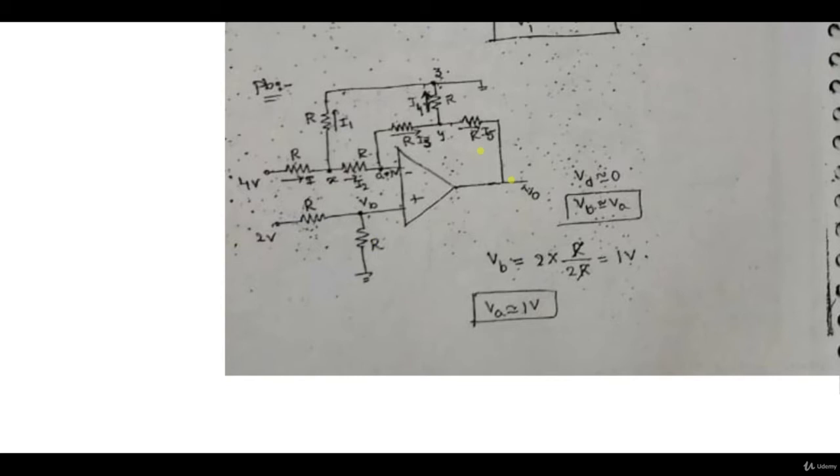So you can calculate first the value of VA by calculating the node voltage VB. VB will be just voltage division between these two resistors, so it will be half of 2 volts, that is 1 volt, that is VB, which is exactly similar to VA. So VA will be approximately equal to 1 volt because of virtual ground. Once you have the value of VA, now you can apply KCL in the upper branch.